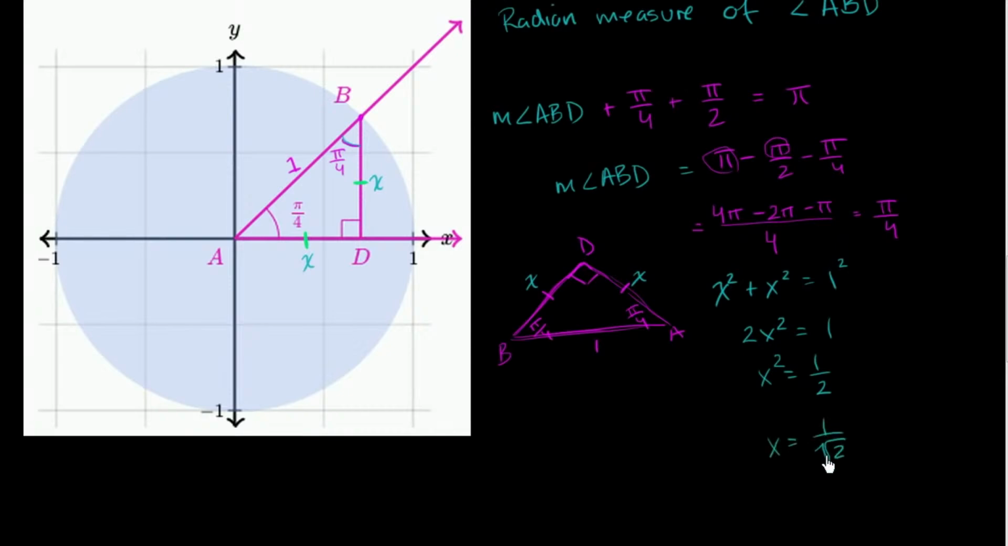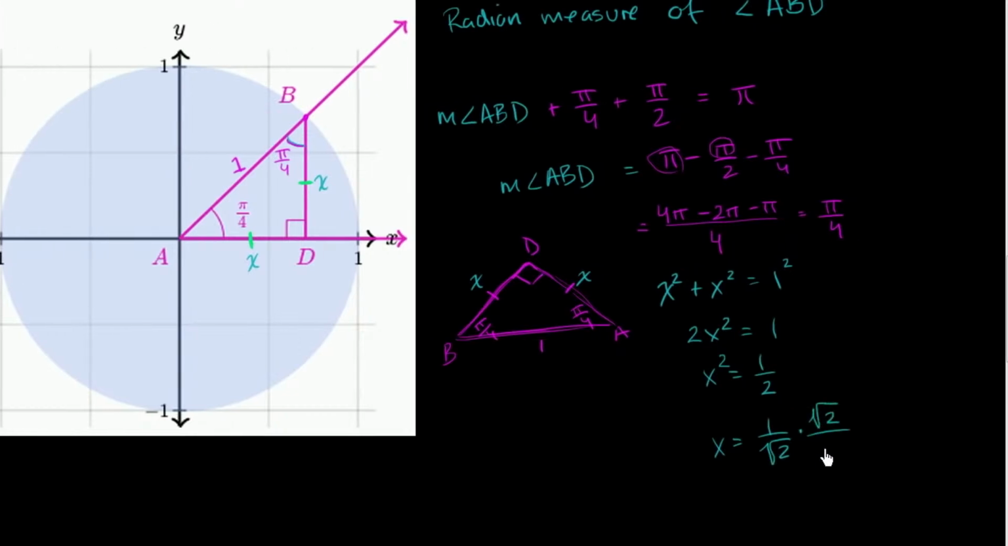And a lot of folks don't like having a radical in the denominator. So we could rationalize the denominator by multiplying by the square root of 2 over the square root of 2, which would be, the numerator will have the square root of 2, and in the denominator, we're just going to have square root of 2 times square root of 2, which is just 2. So we've already been able to figure out several interesting things. We were able to figure out the measure of angle ABD in radians, and we were able to figure out the lengths of segment AD and segment DB.